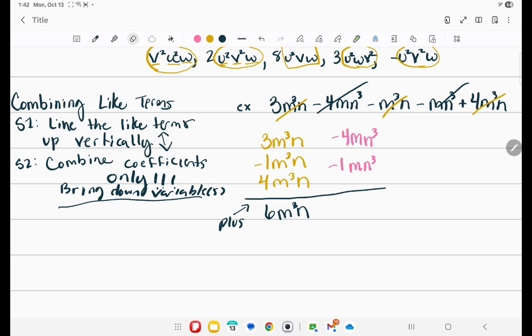All right? So, 3 plus -1 plus 4 is 6. And you bring down the variable part, correct? All right. Now we move over to this part over here. -4 plus -1. How much is that? -5. And what you going to do to that variable part? Bring it down. That's combining like terms. That's what we're going to do. We're going to line the problems up. And we're going to line the like terms up. And that's what we'll be working on for the next couple of days.